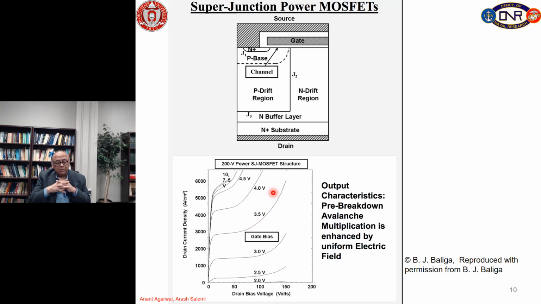So, this is a little drawback of the superjunction MOSFET. You get a lot of avalanche currents flowing in the device. However, you can get much lower on resistance because we are able to dope the N-type drift layer very heavily.